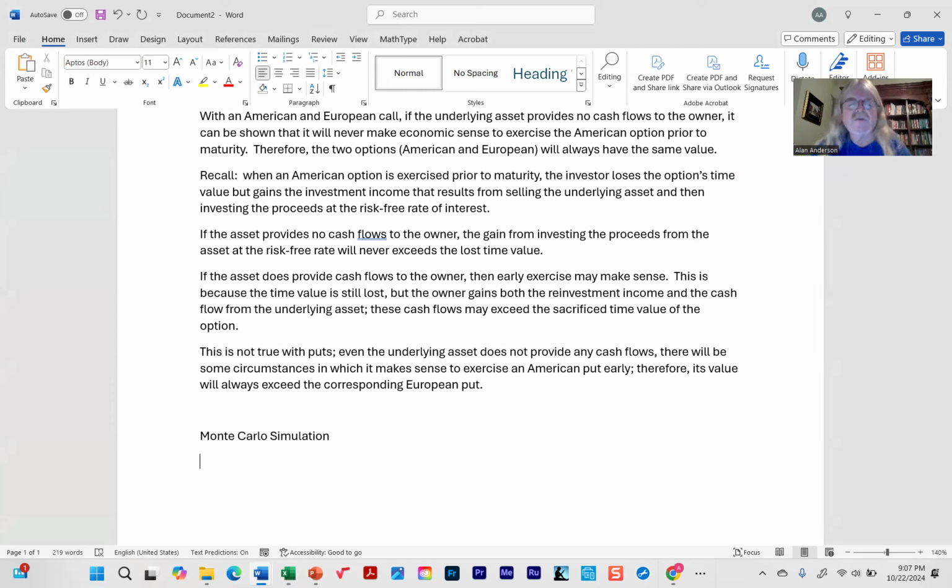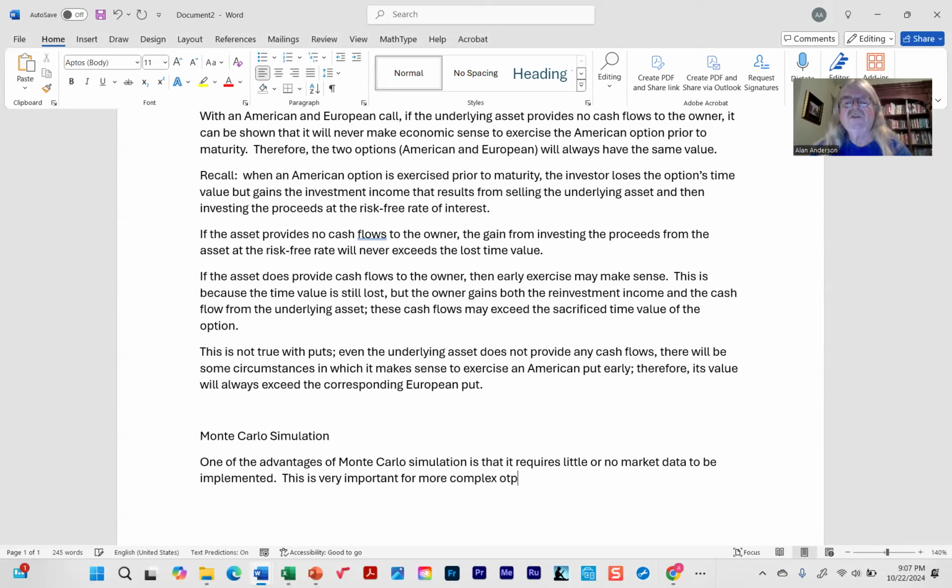So I mentioned this, I think, before, that one of the advantages of Monte Carlo simulation is that it requires little or no market data to be implemented. Okay. Now, this is especially advantageous for more complex options, which are sometimes known as exotic options, since these trade extremely infrequently.